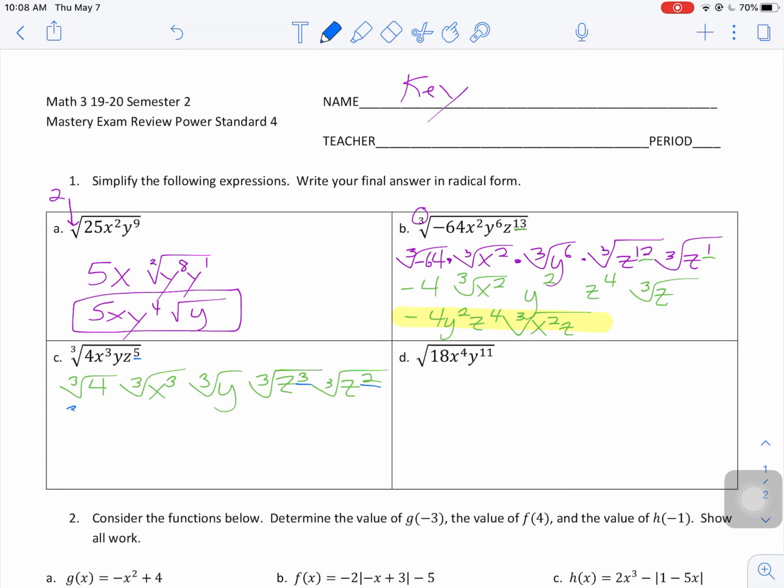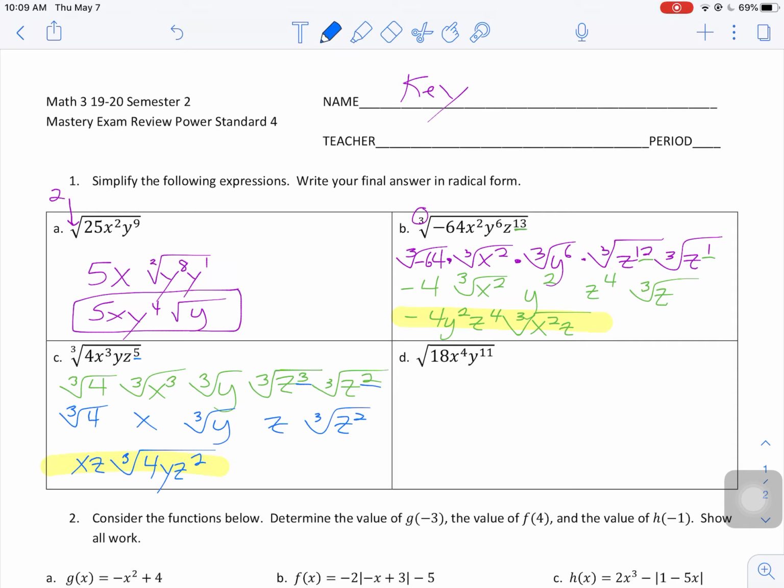And then now we just do a bunch of simplifying. So I cannot simplify that. 3 divided by 3 is 1, so it's x to the invisible 1. I cannot simplify cubed root y. Cubed root of z to the 3rd is just z, because 3 divided by 3 would be an invisible 1 on the exponent. And then I cannot simplify the cubed root of z squared. Anything not under the radical should come out in the front, so the x and the z. And then anything under the radical should stay under the radical, so the 4yz squared. And then that is the answer.